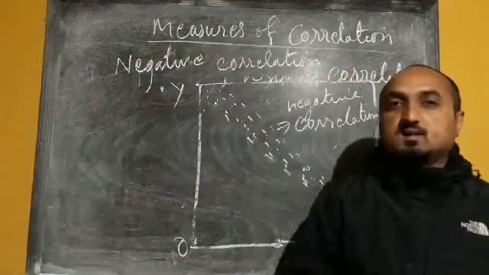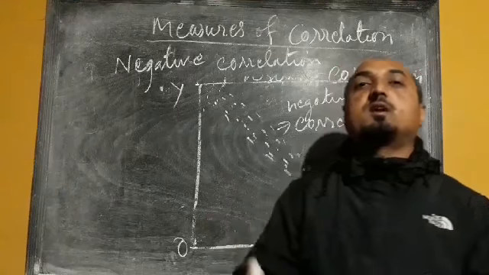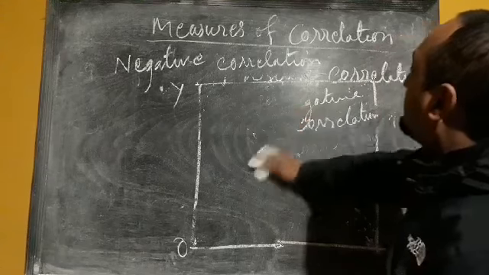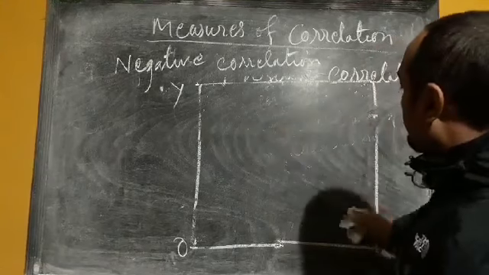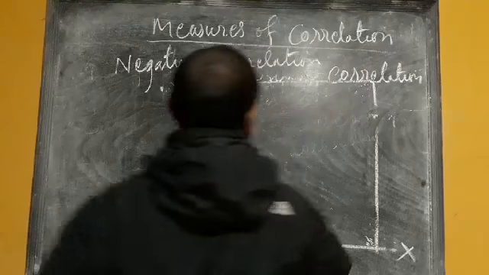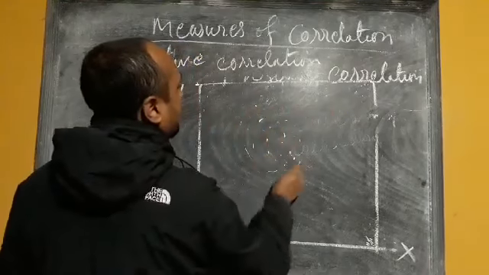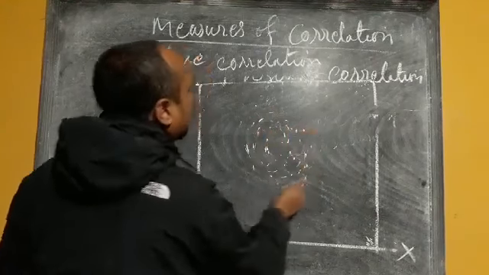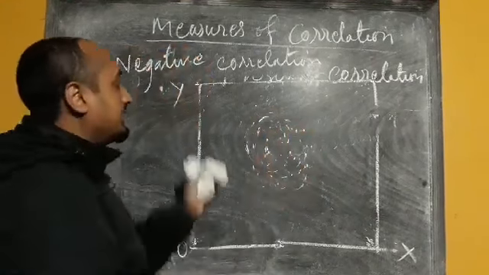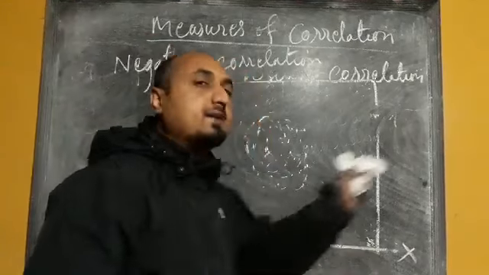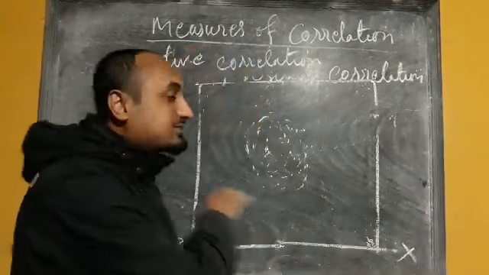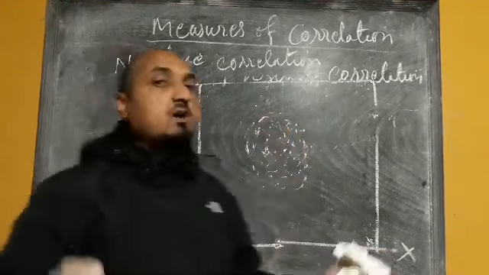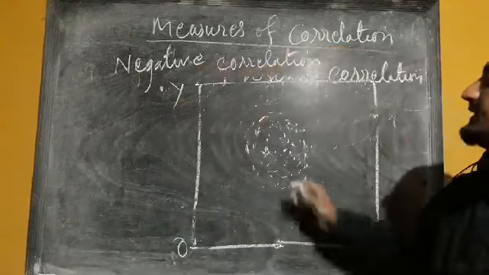Now next one we have zero correlation. In the case of zero correlation, the two variables do not have any relationship, so it will be random. If you plot the points, they do not show any direction. It will look like a gathering of points. Neither does it show a positive slope, nor a negative slope, nor a straight line. Here the points will be clustered in one area. So this is the case of zero correlation.